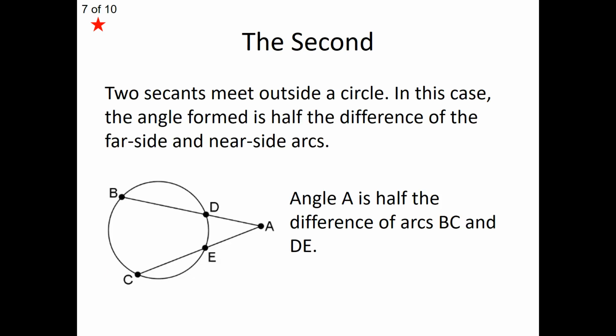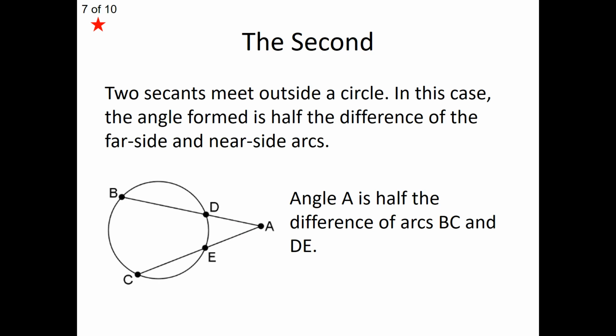So now let's take a look at the second possibility, and this is where we're going to find secants intersecting on the outside of our circle. So the point of intersection is going to be a point on the exterior of our circle. In the diagram below, we have secant BD and secant CE meeting at point A.